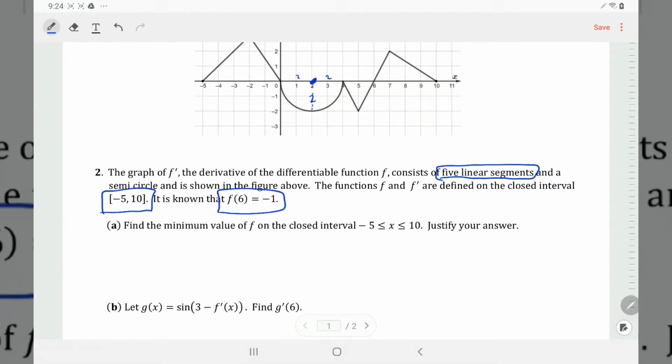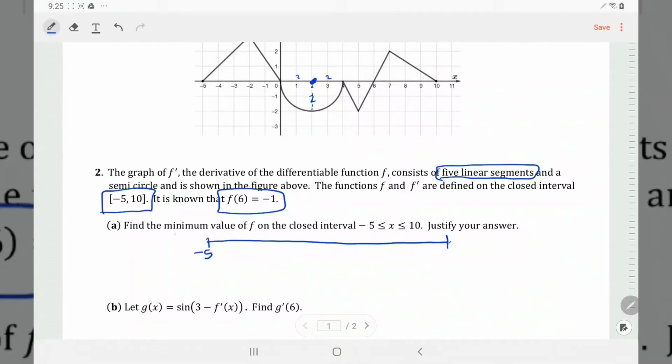Okay, so how do I find a minimum value for f? I take the derivative. I have no equation though, so I guess I'll just make a number line. I like to have bounds on my number line. I might make it exactly under the graph, so it lines up with the problem above. Okay, so this is negative 5.